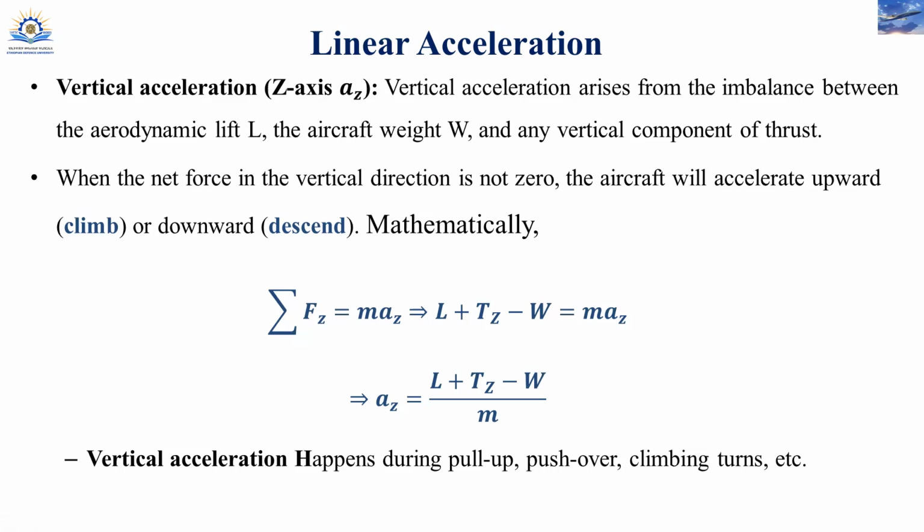So lift plus thrust in the Z direction is equal to what? Mass times acceleration in the Z direction. So from that, you can calculate the vertical acceleration of the aircraft. That is lift plus thrust in the Z direction minus weight, divided by mass, gives you the acceleration.